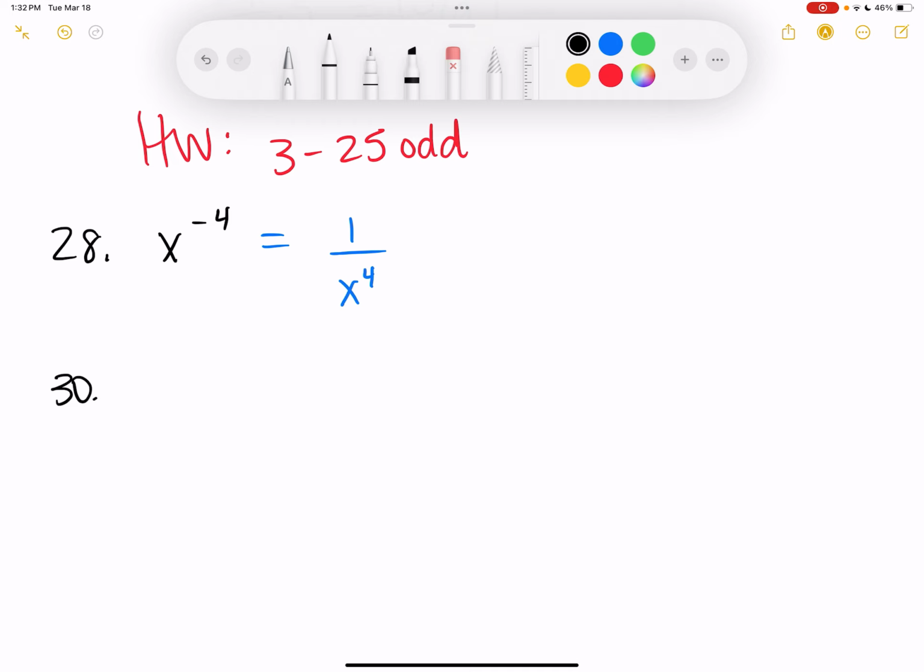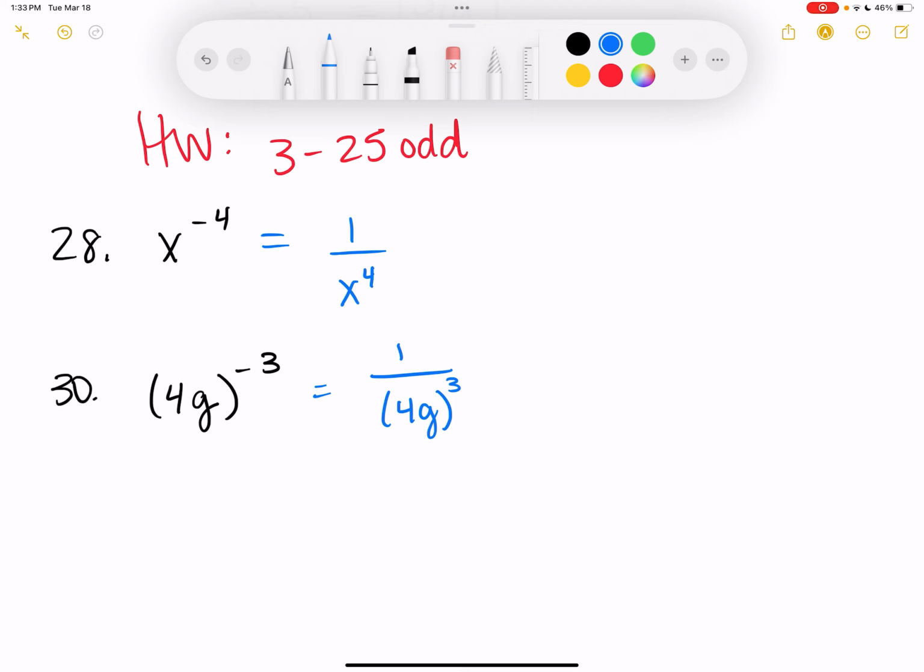30. In parentheses, 4g, all raised to the negative 3. Remember, when it's in parentheses like that, it goes on both things. So that takes that whole piece that's in parentheses and moves it to the bottom. So this is going to become 1 over 4g cubed.